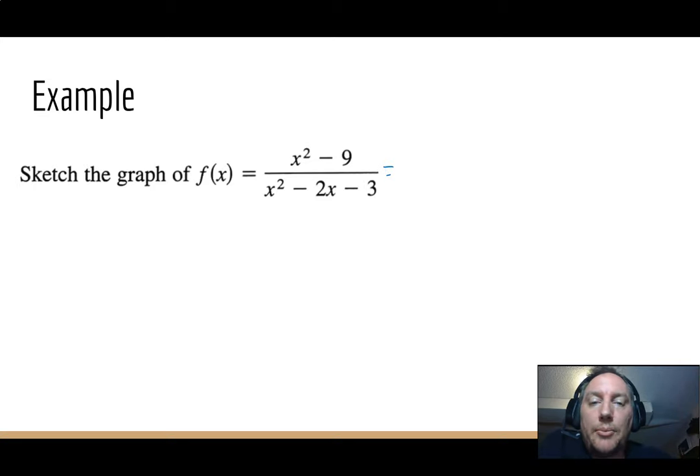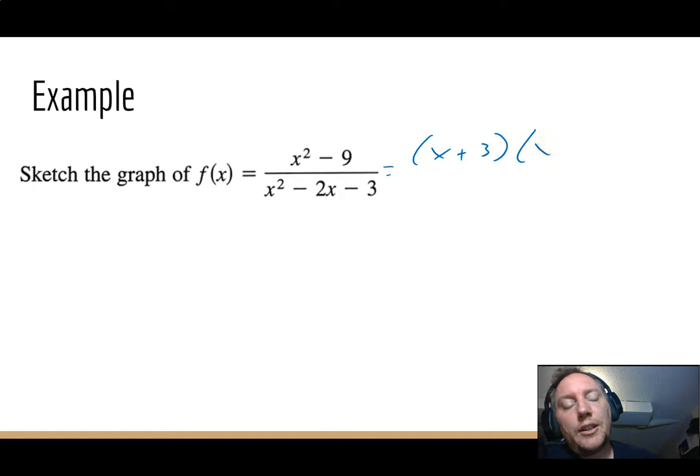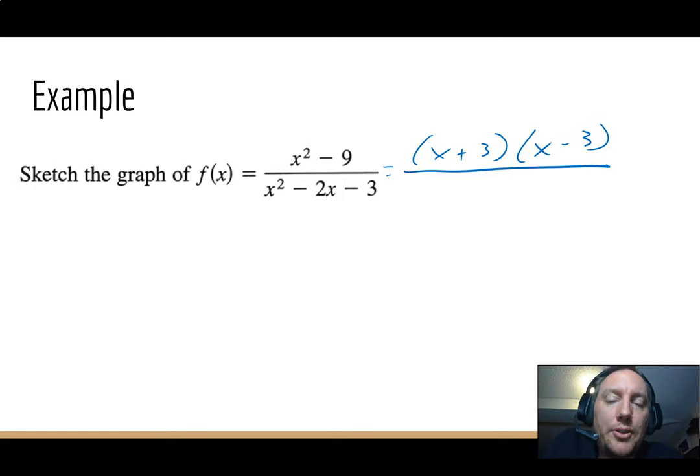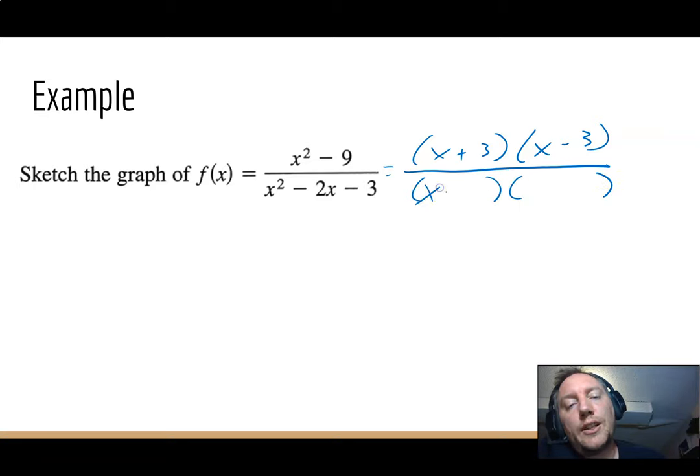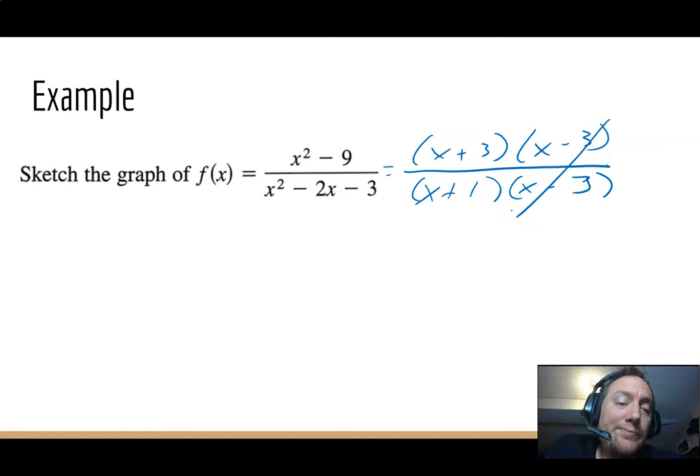The polynomial on top is a difference of squares, so x plus 3, x minus 3. On the bottom, we need to think what multiplies to make negative 3 and combines to make negative 2. So I've got x plus 1, x minus 3. For most of these, you're going to have something in common top and bottom that you wind up canceling. If you don't have that, it doesn't mean you did something wrong, but if you do, it's good confirmation that you're right.